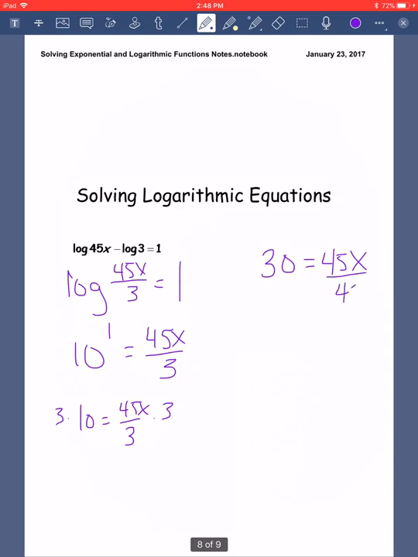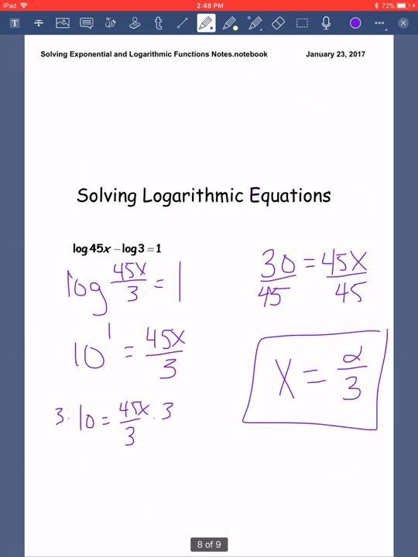I'm going to divide both sides by 45. So I get that x equals, both can reduce by 15. So this is x equals 2/3. And when I plug in 2/3 right here, 45 times 2/3 is going to be a positive number. It's going to be positive 30. So that works out just fine.